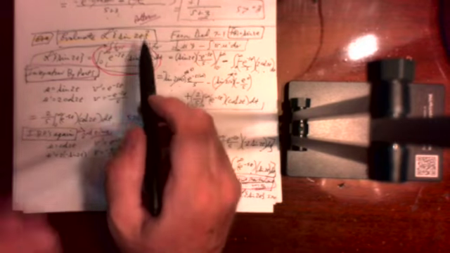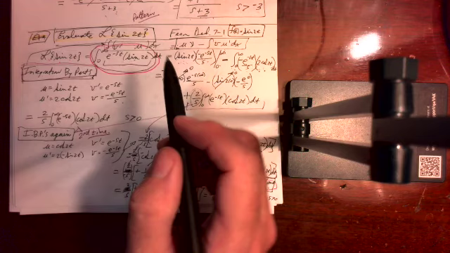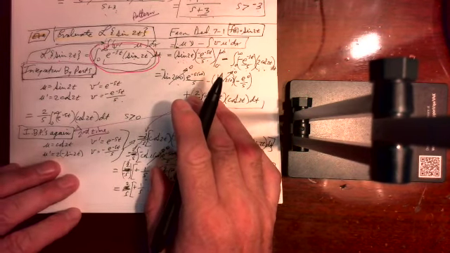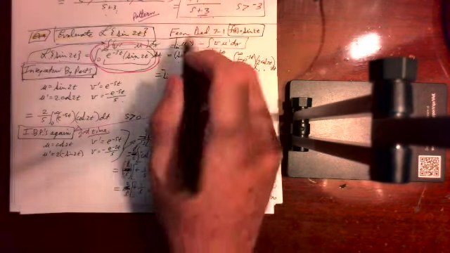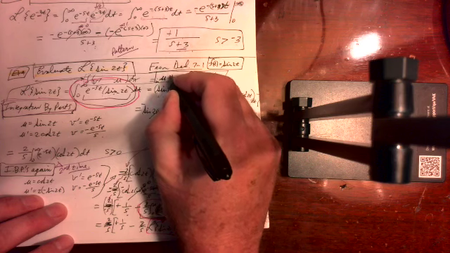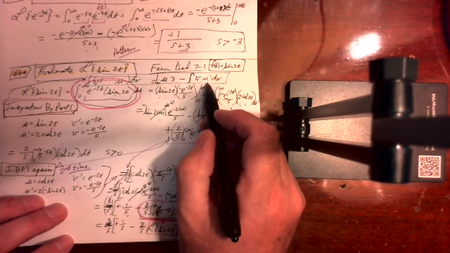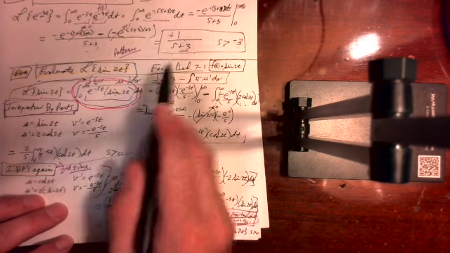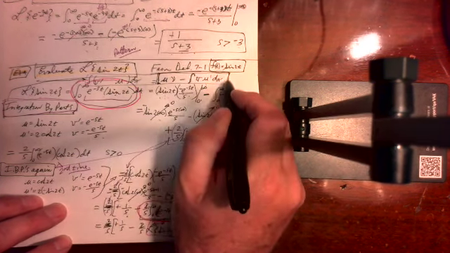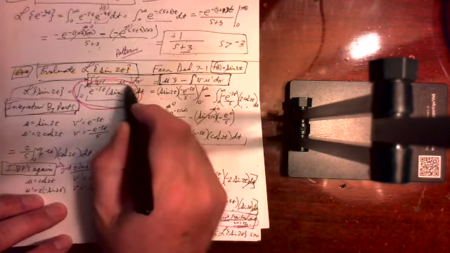Now we have two functions side by side in the integrand, and that's going to cause us to use integration by parts. The formula for integration by parts, let me confirm it, is uv minus the integral of v u prime dx. This is your integration by parts formula.